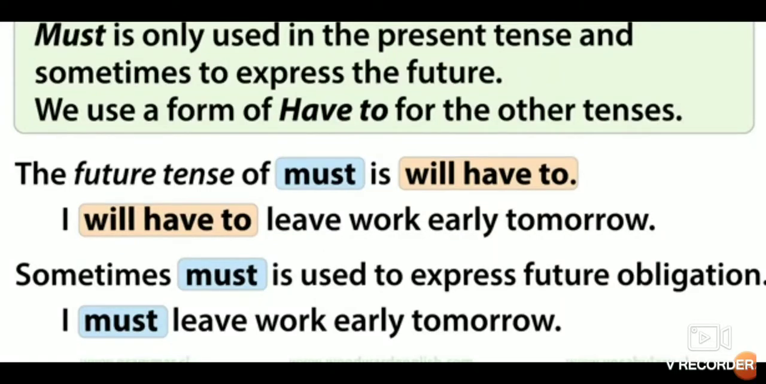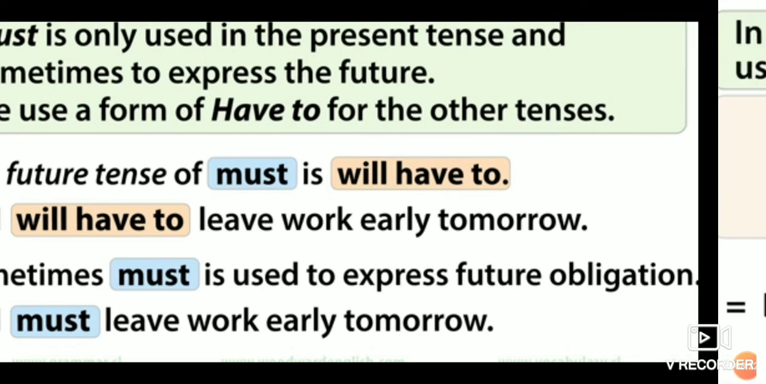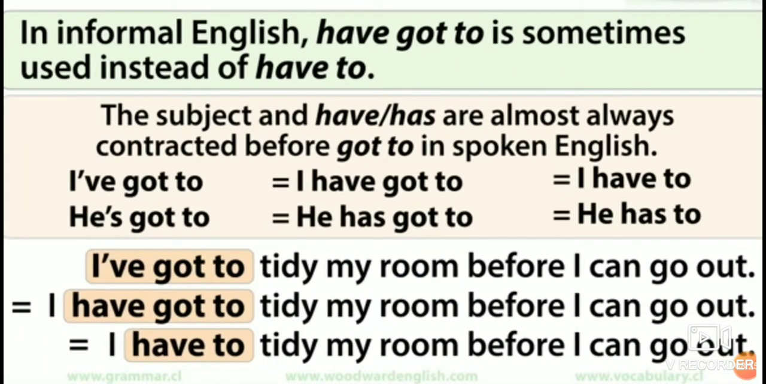The future tense of must is will have to. Okay. Will have to is always used as a future tense for must. I will have to leave work early tomorrow. So we are talking here about the future, so we use will have to. Sometimes must is used to express future obligation. I must leave work early tomorrow. Okay. Getting all of you? Where we have to use will have to, where we have to use have to, and where we have to use had to. Okay. These are all forms of must only.